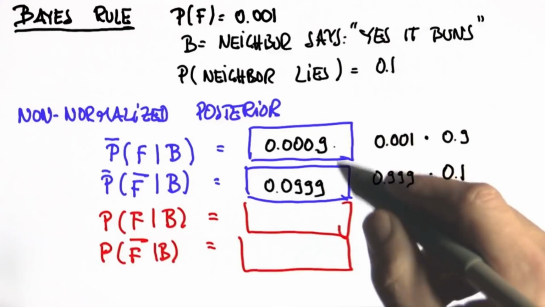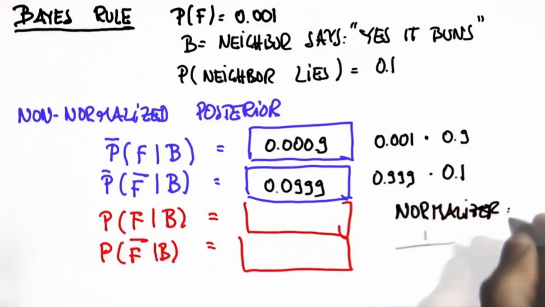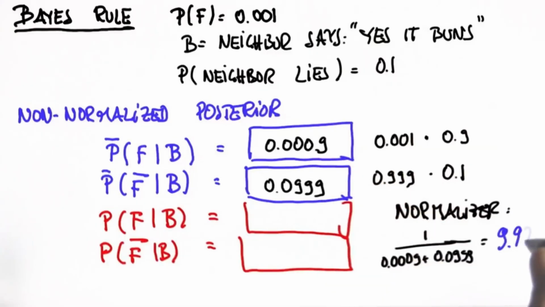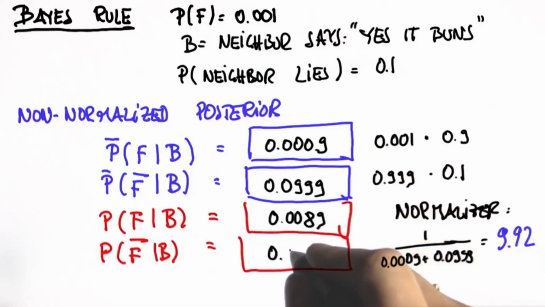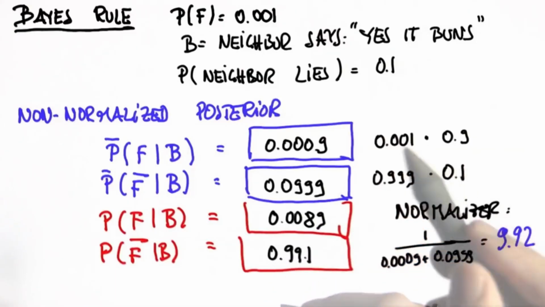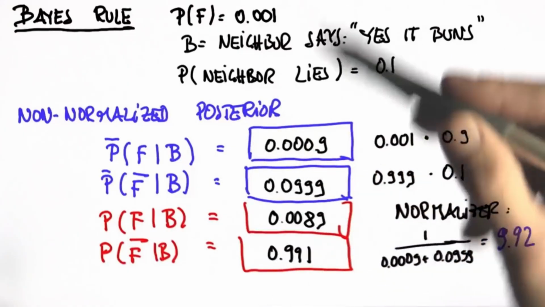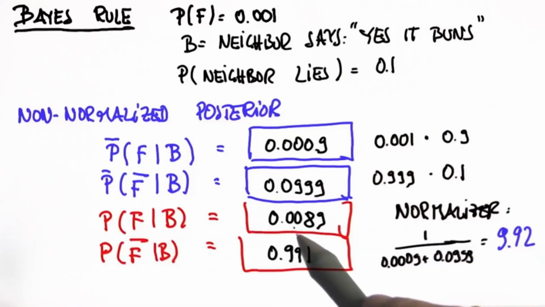0.0999. Now these two values don't add up to 1, so the normalizer will be 1 over these two things, which is about 9.92. So multiplying these with that normalizer gives us approximately 0.0089 and 0.991. So the answer your neighbor gave you, yes it burns, raised your probability from 0.001 to 0.0089. It's still small, but it's significantly larger.